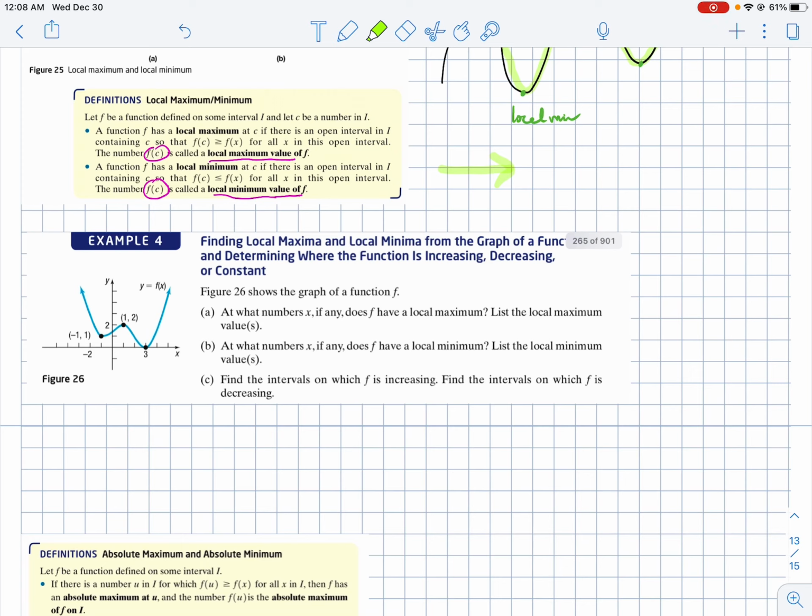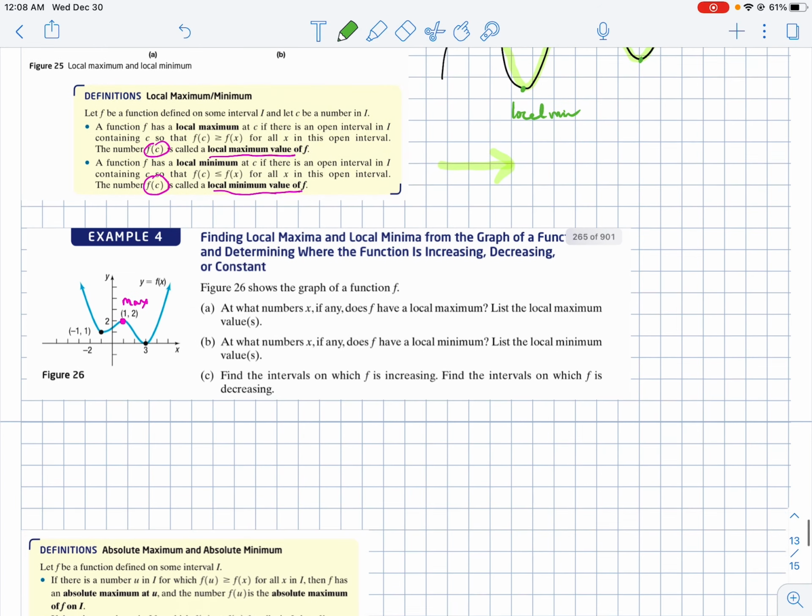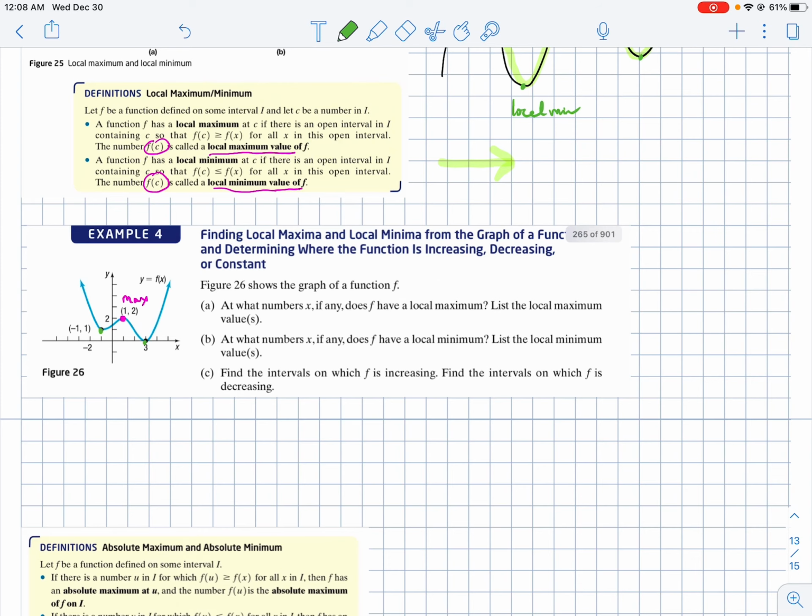Example number 4, they give us a graph and they ask us the first one: does f have a local maximum? So look at the picture, and we can see this is like the top of the mountain. So (1, 2) will be the local max, and the local min, for part B, will be the green point. Now we need to answer the question: at what value of x, if any, does f have a local maximum? We look at the pink point, (1, 2), so the x value is 1.